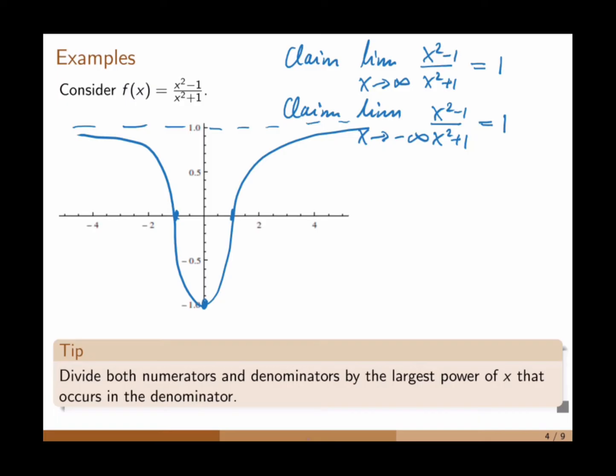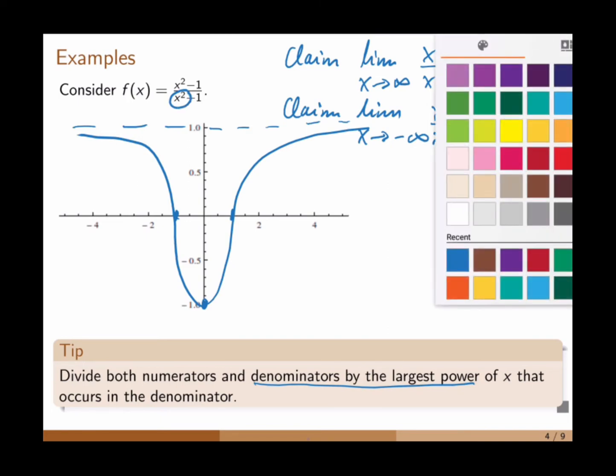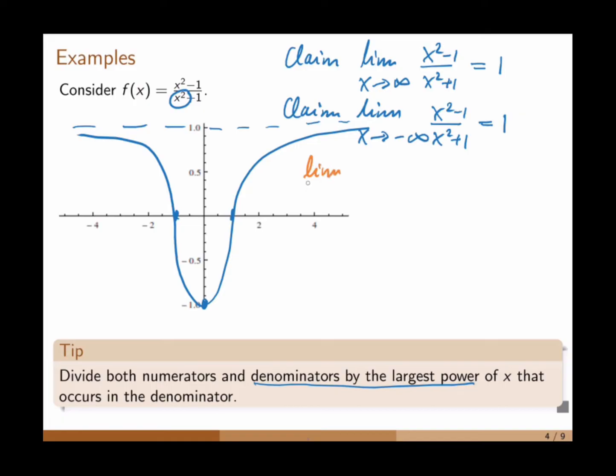Can we prove this? We want to do some mathematics, right? So let's do some math. The idea for a rational function is to take the highest power in the denominator, the largest power of x in the denominator, and then we divide the numerator and denominator by this power. So the largest power here is x squared. So then we do what I just said, and we write the limit as x goes to infinity of x squared minus 1 divided by x squared plus 1, and we divide numerator and denominator by x squared. This is 1 minus 1 divided by x squared, and in the denominator we have 1 plus 1 divided by x squared.